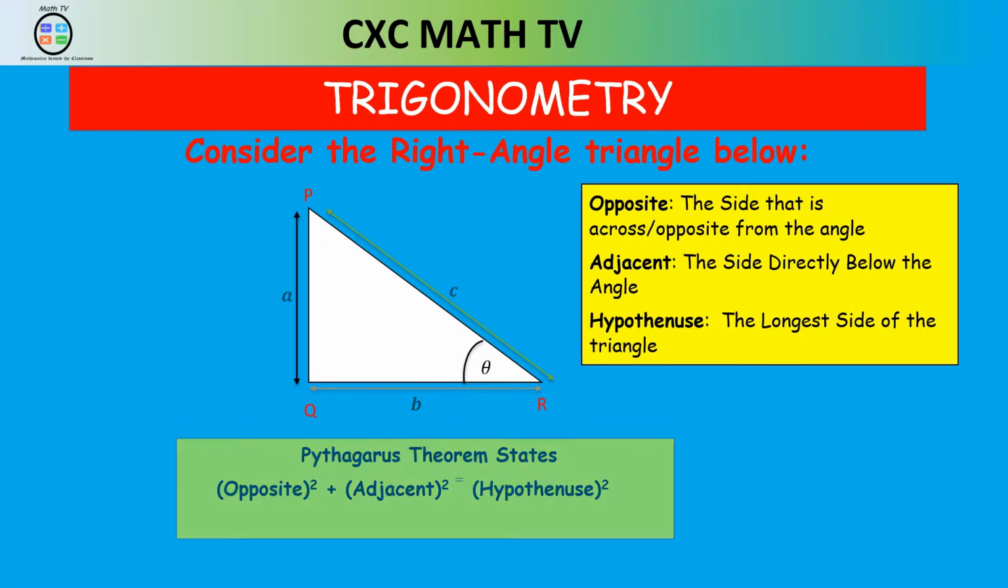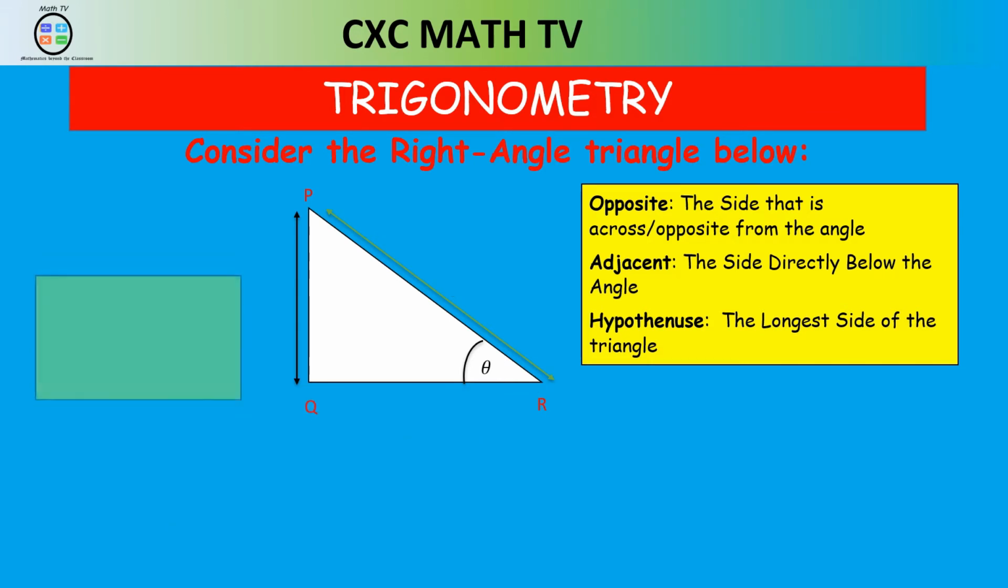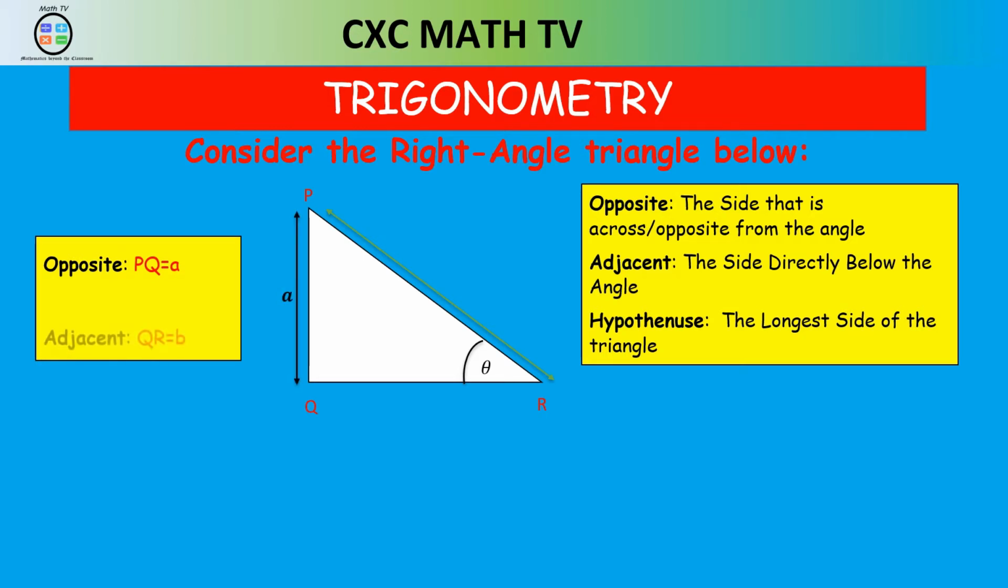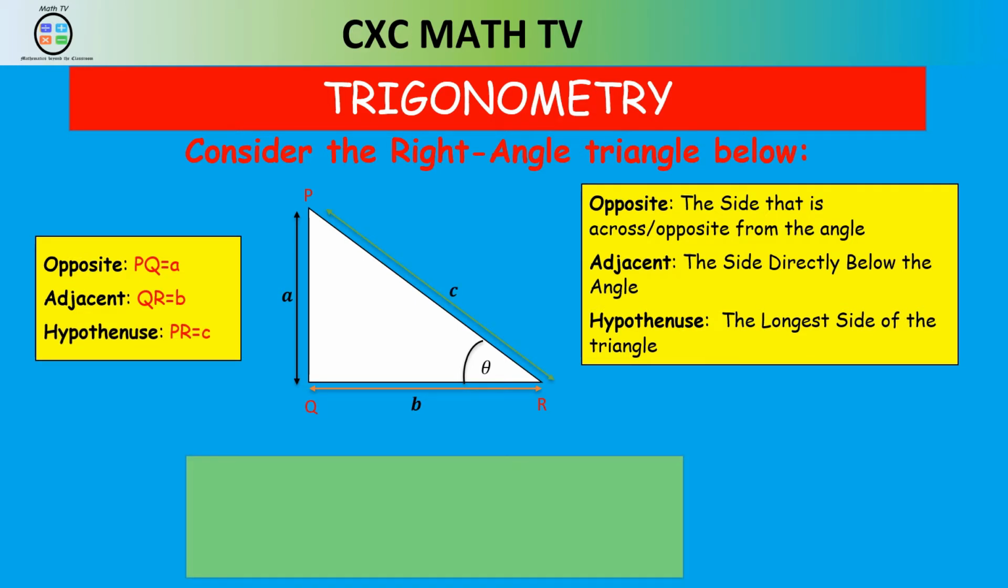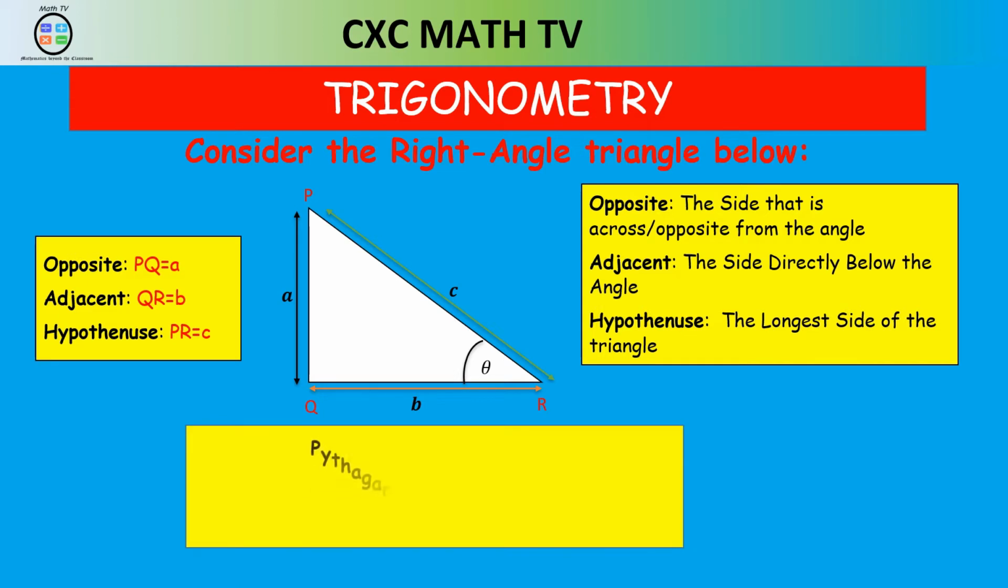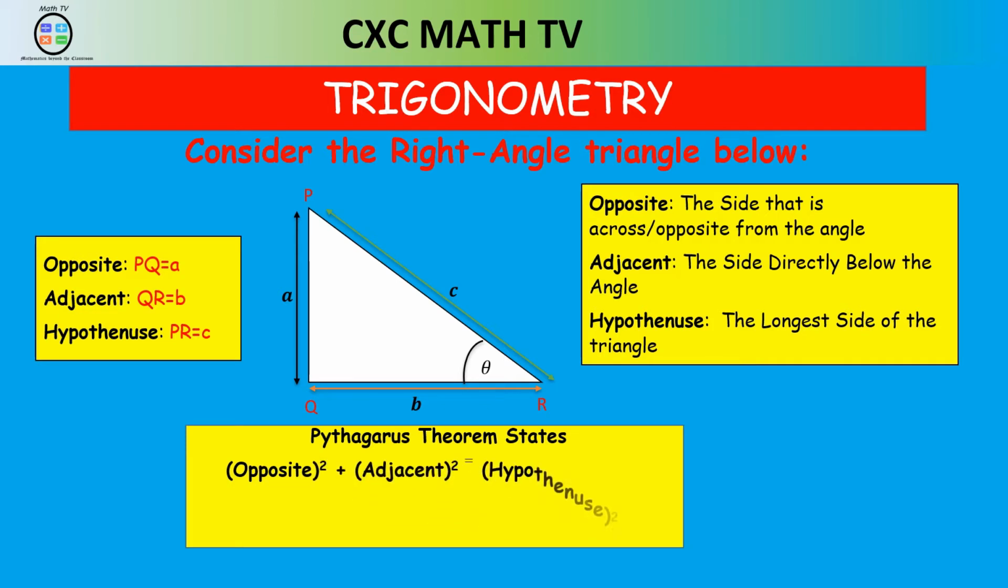So in this case, our opposite, the side which is across from the angle theta, is PQ, and PQ we know has a length of A. The adjacent, the side which is directly below the angle or beside the angle, is QR, and we know QR is equal to B. And the hypotenuse, the longest side, in this case is PR, and PR is equal to C. So we can write that A square plus B square is equal to C square.